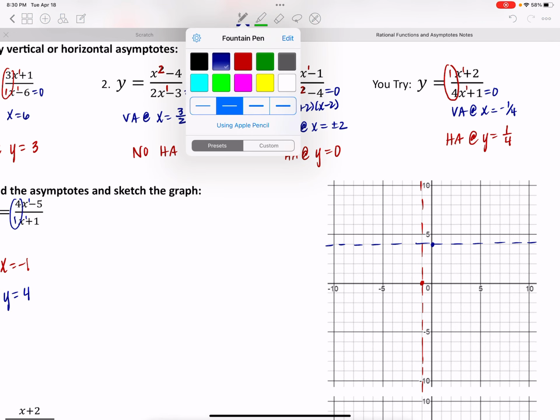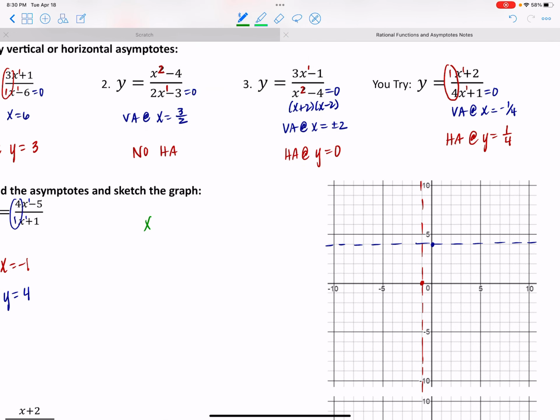So when I make my table of values, what I want to do is pick x's left and right of my vertical asymptote. So I have that vertical asymptote at -1. Maybe I input an x value of 0. That would be a nice one to plug in. So 4 times 0 minus 5, and then 1 times 0 would just be 0 plus 1. I end up with -5 over 1, which is -5.